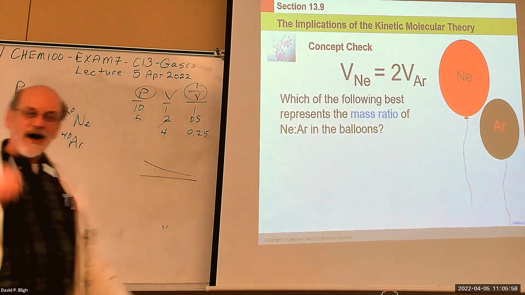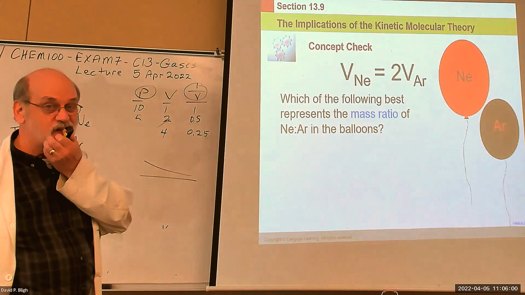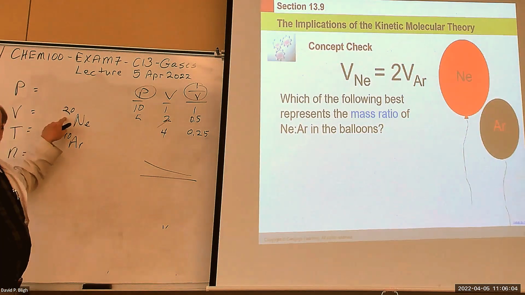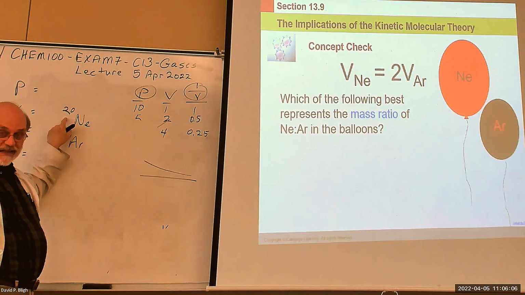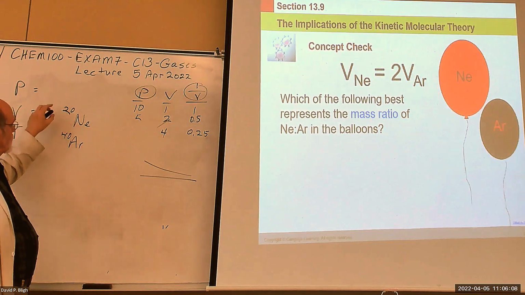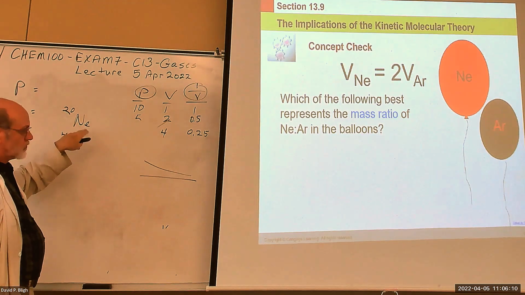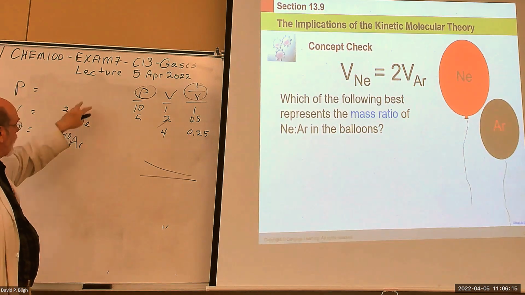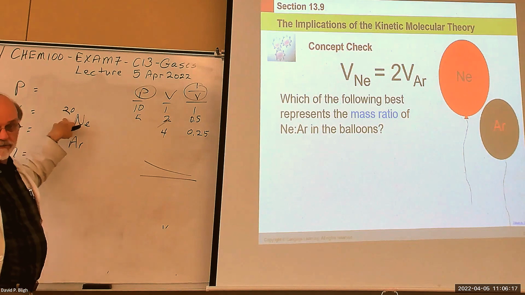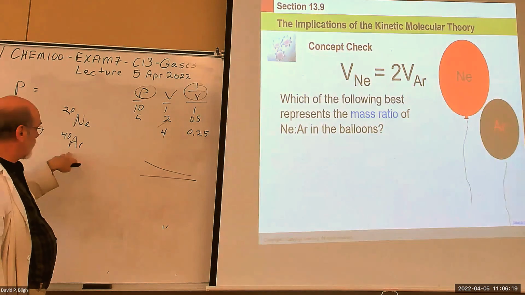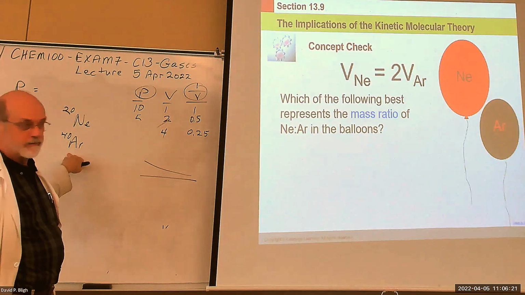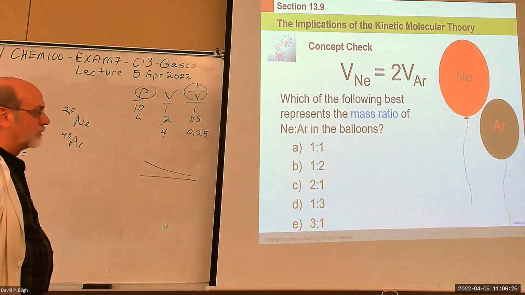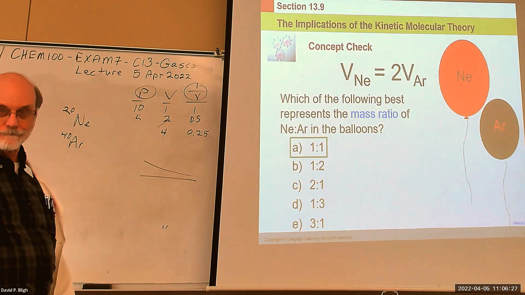Right? So if you have twice as many molecules of neon as you do argon, then you've got twice the collective mass. So if you got twice as many neons, you've got 40. And if you only got 1 unit of argon, you got 40. So their masses are equal. The ratio is 1 to 1. Okay?